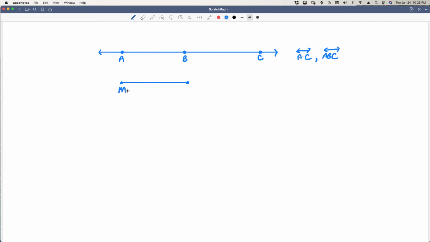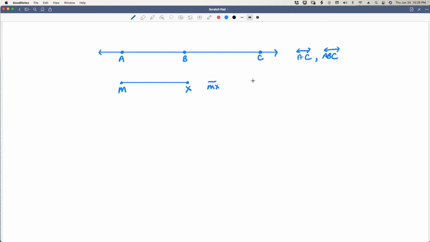So if I wanted to, let's say, call this MX, this would be called segment MX. It wouldn't be called line MX. We would call it segment. And we would identify this segment when we write by just putting a little line, no arrows, and an M and an X. We could have other points on here and that'd be fine.